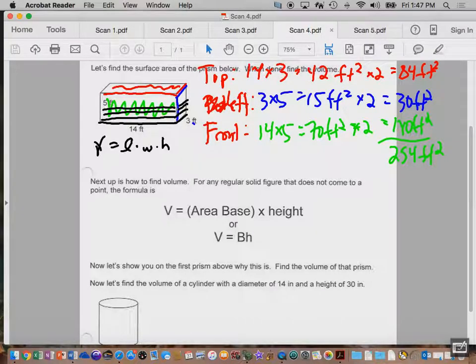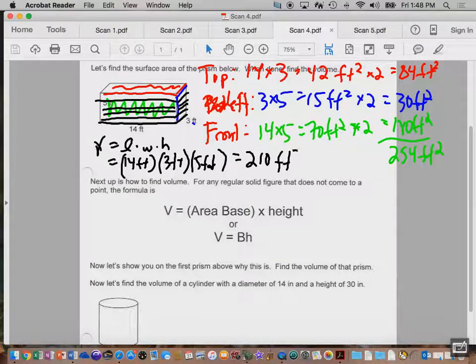So if I do 42 times 5, I'm going to get the ultimate volume of it. Or I could just say that's 14 feet times 3 feet times 5 feet. And when I multiply that all out, I get 42 times 5, which is 210 feet cubed, because this time I'm doing feet times feet times feet. And that's feet to the 3rd power. Okay? Any question on that?